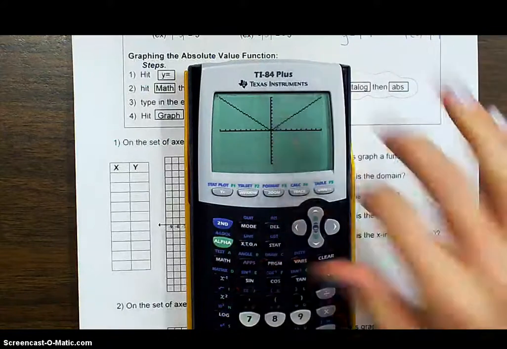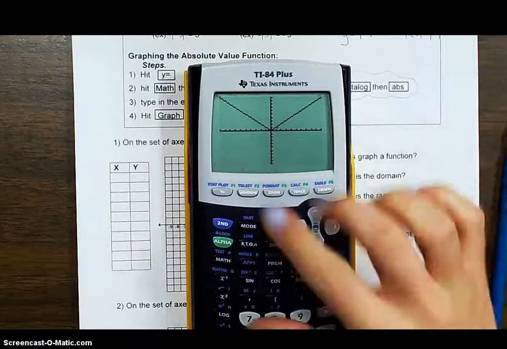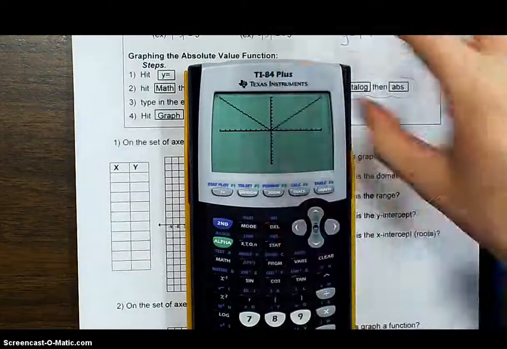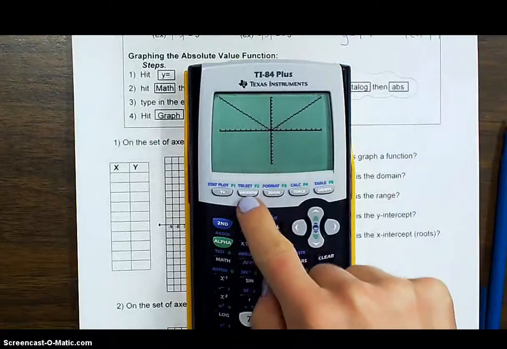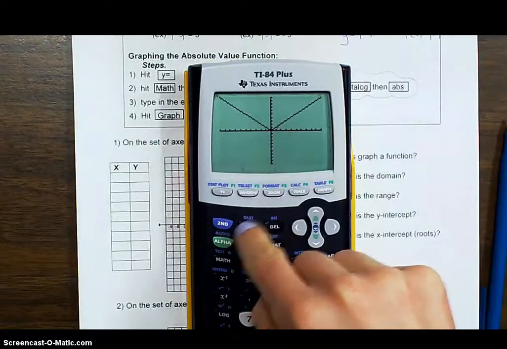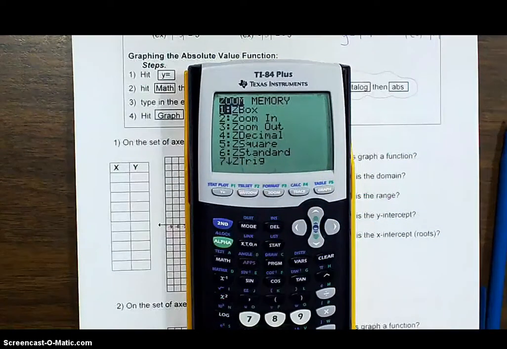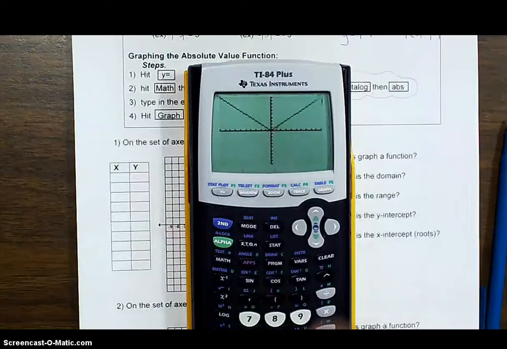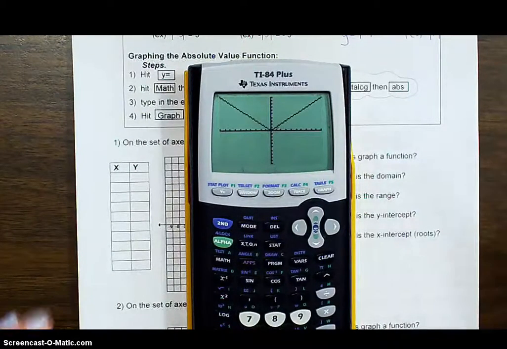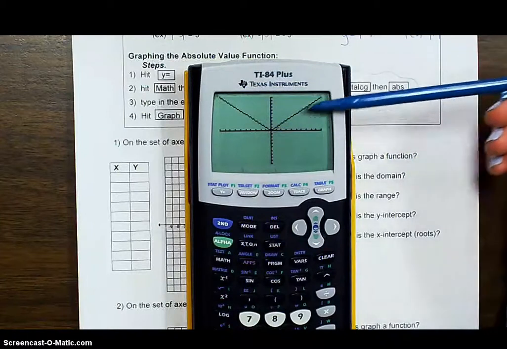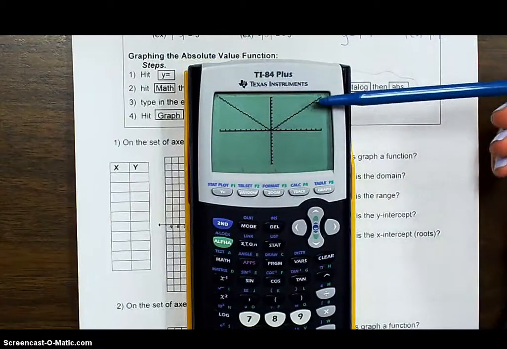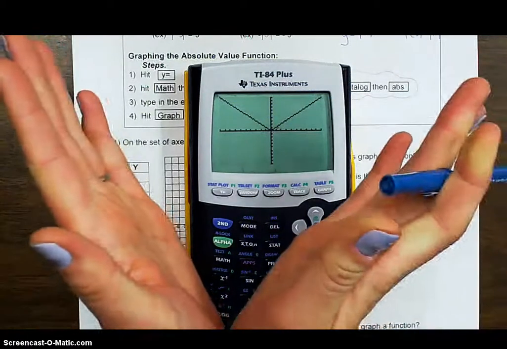Remember, if for some reason we haven't used the graphing calculators in a while, and you had a weird window going on and you couldn't see the graph, you're going to hit zoom, and then go down here to standard, which is choice 6, and it'll bring you back to your 10 by 10 grid. So if we take a look at our function here, it looks like what shape? It looks like a V.